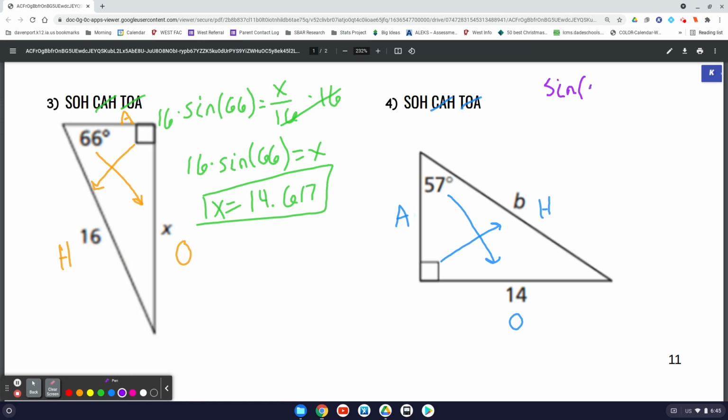So sine of our angle equals opposite over hypotenuse, or in this case 14 over B. Don't like fractions, so I'm going to multiply both sides by the bottom. I have B times sine 57 equals 14. Well, unfortunately, looking at the problem, our variable is not by itself. So we need to divide both sides by sine of 57.